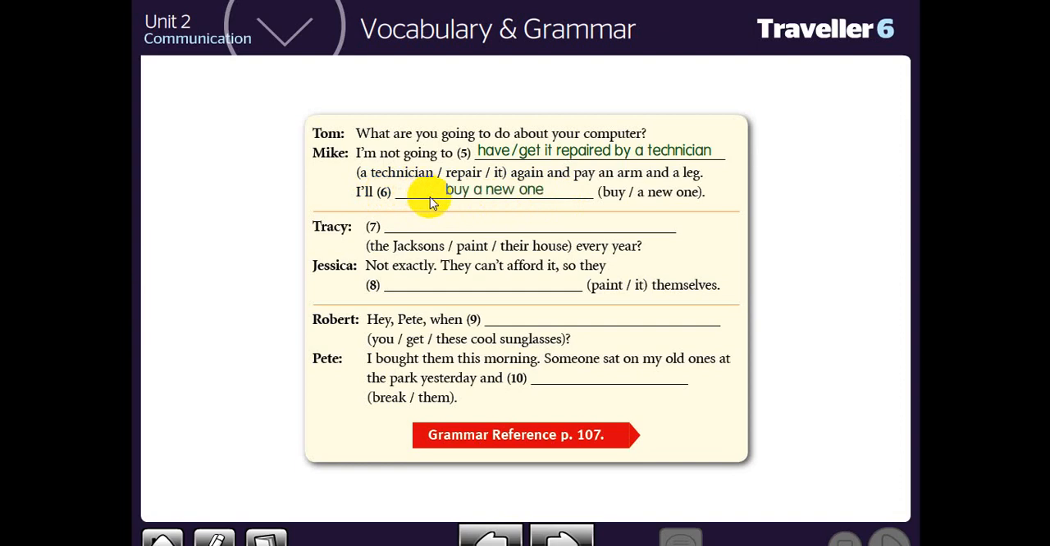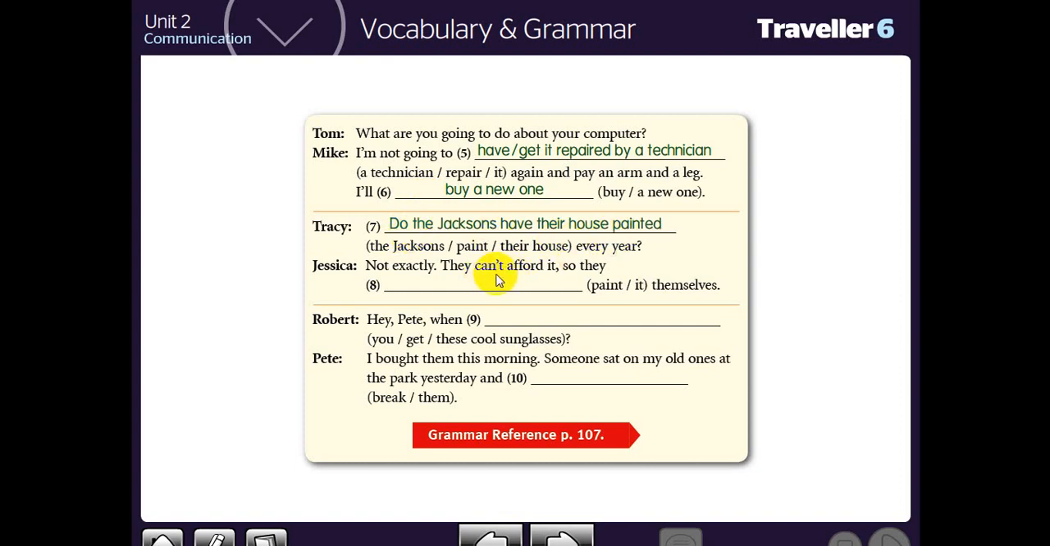As for number 7 and 8, Tracy and Jessica. Tracy, the Jacksons paint their house every year. The Jacksons, the people in the Jackson family, paint their house. Are they the painters who painted the house? Of course no, they aren't. So you must put it in the causative. Do the Jacksons have their house painted?